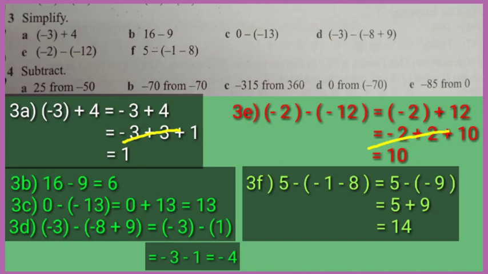Question number 3, simplify. Part E: minus 2 minus into minus 12. It can be written as minus 2 minus into minus 12. Here minus into minus will get positive value, that is minus into minus 12 will get positive 12. It can be written as minus 2 plus 12. Plus 12 can be written as plus 2 plus 10, that is minus 2 plus 2 plus 10. Here plus 2 and minus 2 get cancelled, we will get positive 10 as the answer.